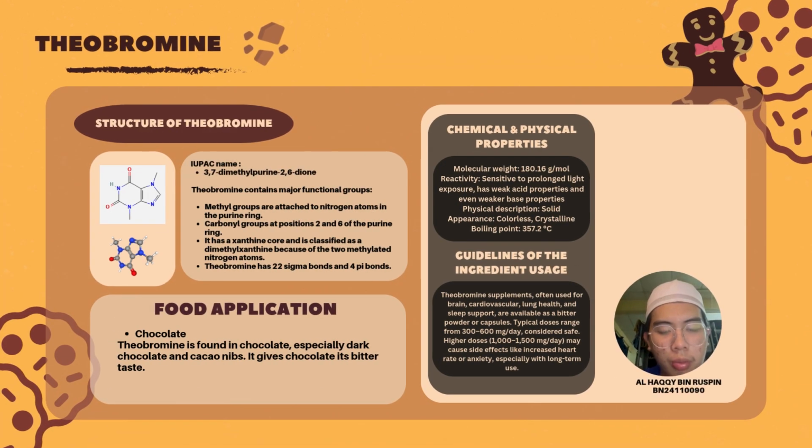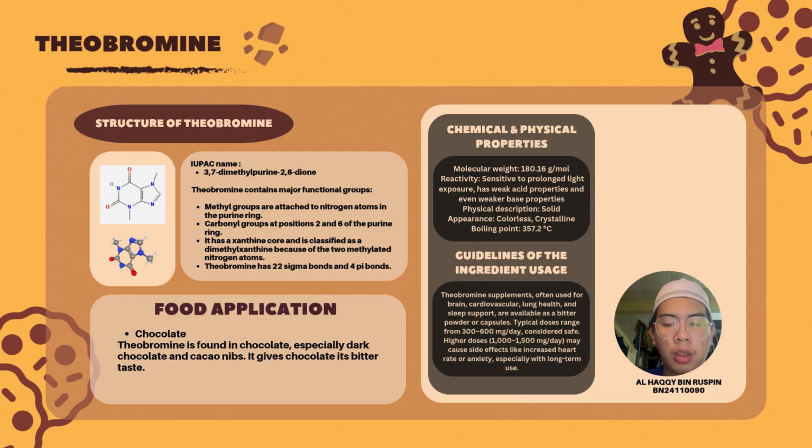Next, I am going to talk about theobromine. Theobromine's IUPAC name is 3,7-dimethylpurine-2,6-dione. It has methyl groups attached to the nitrogen atoms in the purine ring and carbonyl groups in the 2 and 6 positions of the purine ring. It also has a xanthine core and is classified as a dimethylxanthine because of the 2 methylated nitrogen atoms. Theobromine has 22 sigma bonds and 4 pi bonds.